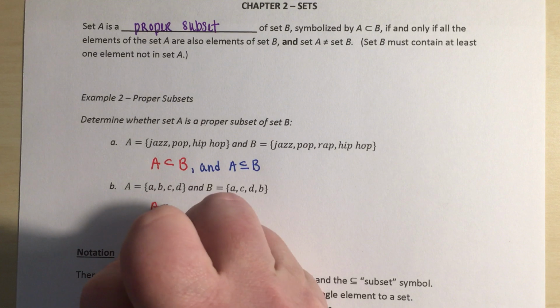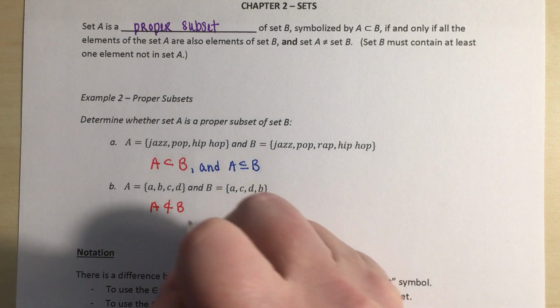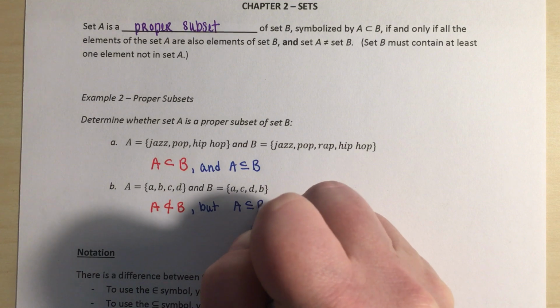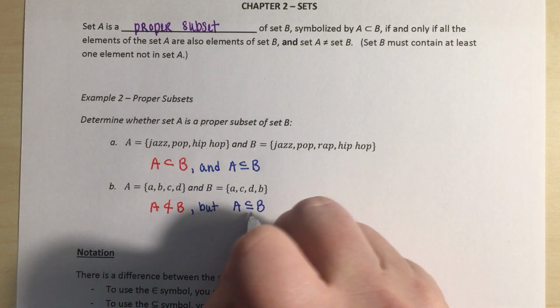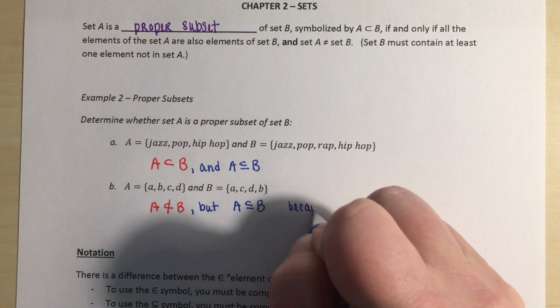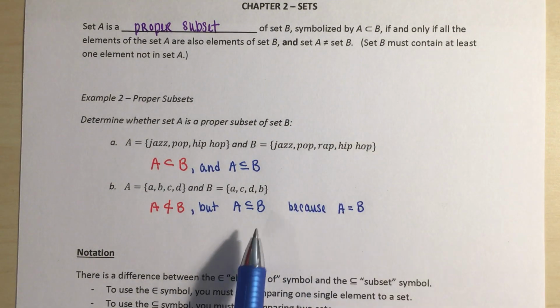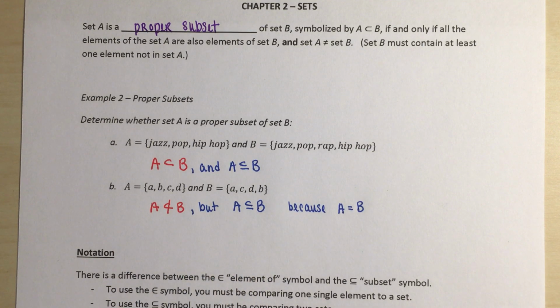So we cannot use the proper subset symbol, right? But we can use the one that has the equal sign underneath. So we could say that A is a subset of B. And we can only use that one because, right, set A equals B. So if set A equals B, we can only use our regular subset notation, but we cannot use our proper subset notation. So that's the big difference between a subset and a proper subset, is a proper subset eliminates the case where our sets could be equal.